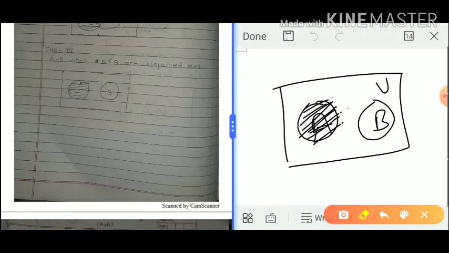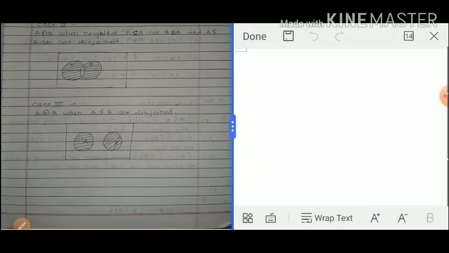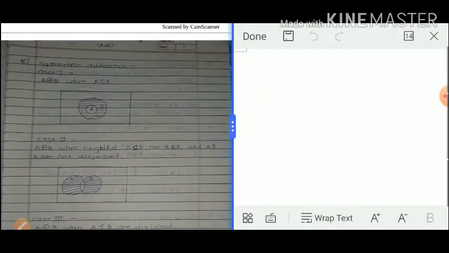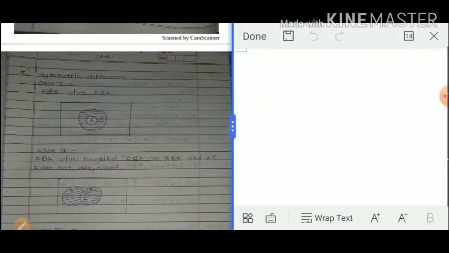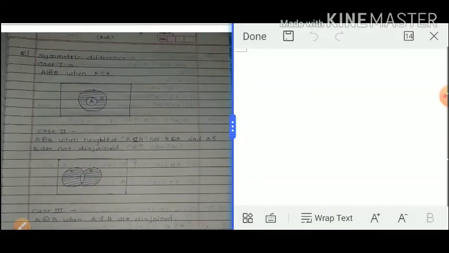Okay, next topic is fifth, symmetric difference. So here there are three cases we can apply on a symmetric difference. Before we draw the diagrams, we need to check these three cases. The first case is symmetric difference when A is a subset of B.